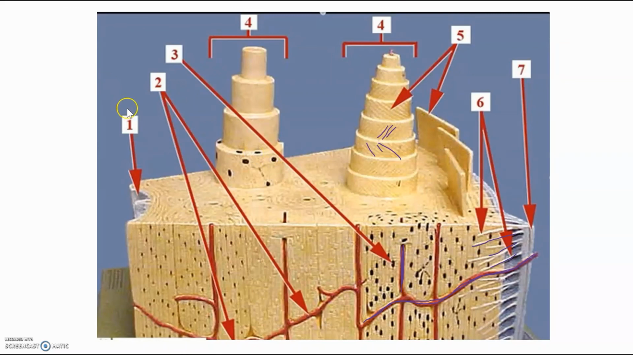And then one more thing to point out is that number 1 and 7, number 1 is going to be your endosteum, because endo is going to be like inside. So it's like inside the bone is your endosteum. And then this is going to be your periosteum, so it's like above the bone. So all of that is your periosteum.